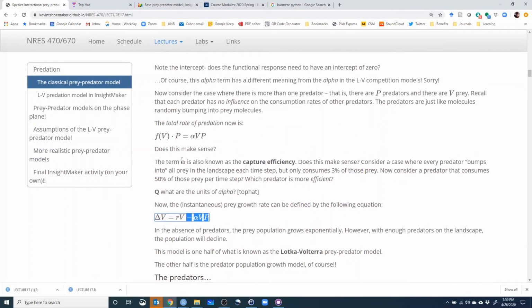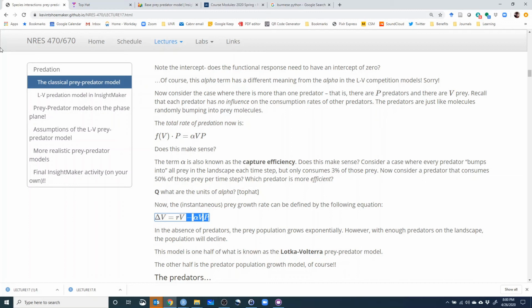One more note about the alpha term. It's also known as capture efficiency. So it makes sense in this way. If you think of a case where every predator bumps into all the prey in the landscape each time step, but only consumes 3% of those prey, what if there's a predator that consumes 50% of those prey per time step? Alpha is obviously going to go way up. That predator is more efficient in capturing.